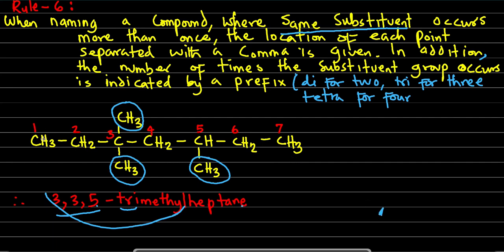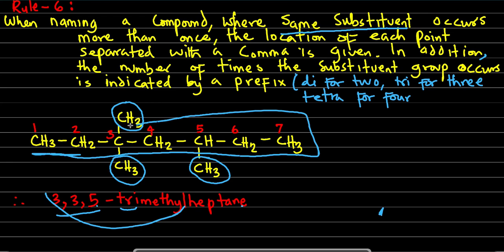Alright, so the parent chain is actually this. That's the parent chain, 7 carbon atoms.